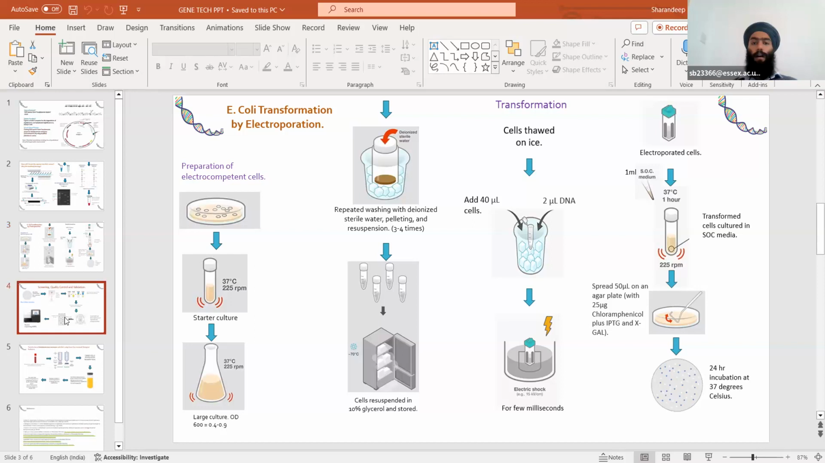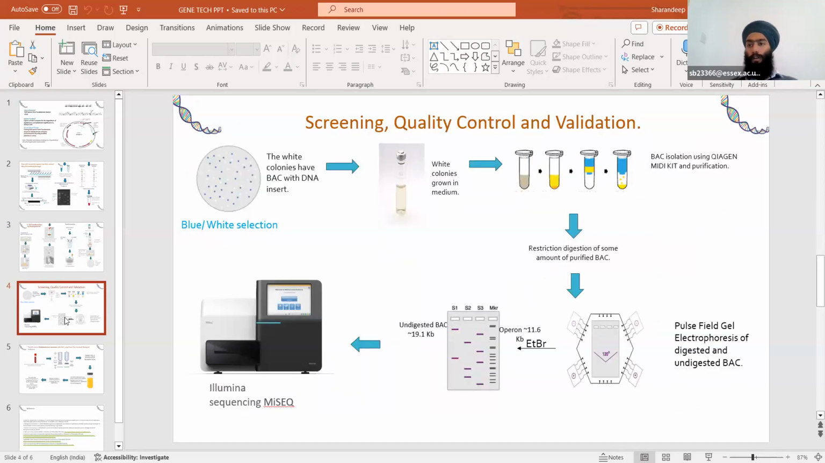The next was how I have screened the colonies that contain my gene of interest, and how I continued with the quality control and validation. So as I already mentioned, the bacterial artificial chromosome had the LacZ alpha fragment. So the bacteria with my bacterial artificial chromosome having an insert will disrupt the LacZ alpha fragment, and the colonies formed will be white in color. So I picked up 5 colonies and grew them in the media, and then isolated my BAC DNA using the Qiagen Midi kit and purified it.